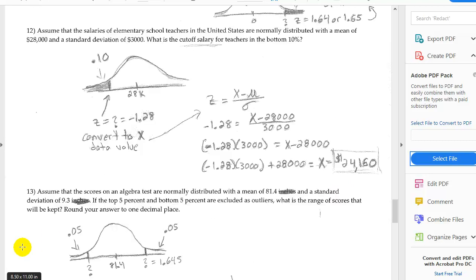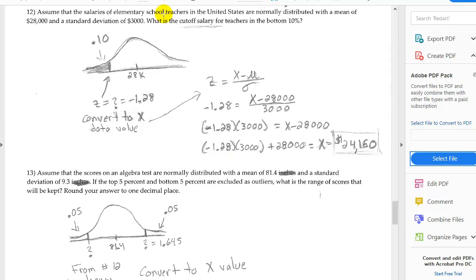Now, one last example I want to look at here. Let's suppose we have a word problem or an application of this inverse lookup process. Typically, in a word problem, they're not going to just ask for the z-score. They're going to want to know, let's say, the raw data value within a particular data set. So, for example, assume that the salaries of elementary school teachers in the U.S. are normally distributed with a mean of $28,000 and standard deviation of $3,000. This question is asking, what is the cutoff salary for teachers in the bottom 10%?